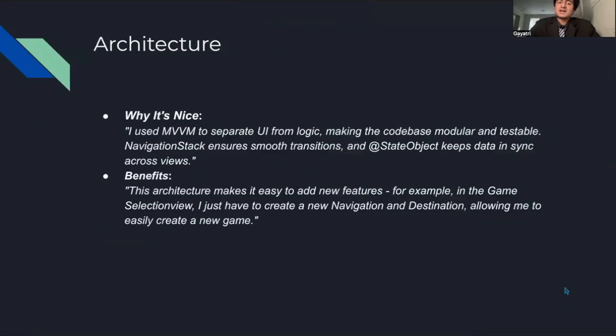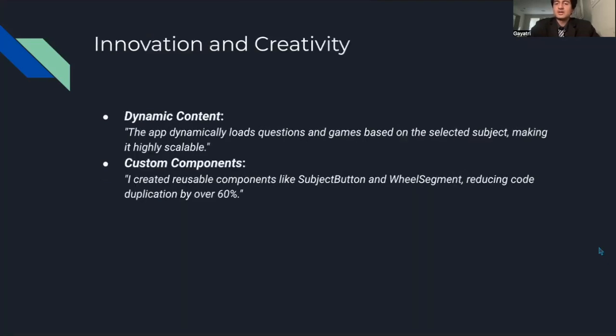Architecture. So why it's nice. I used MVVM to separate the UI from logic, making the code base modular and testable. I also use navigation stacks to ensure smooth transitions and add state objects to keep the data in sync. This is beneficial because now I can easily make new games, such as through the new navigation destination, which can basically make a new game.